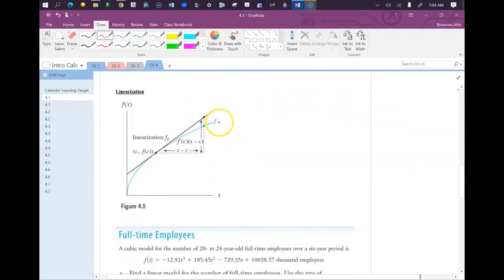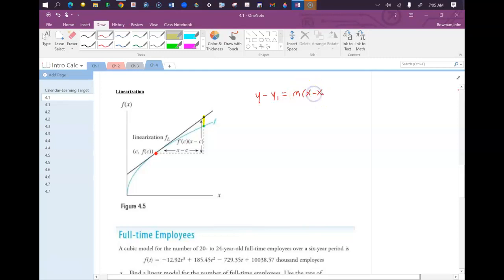So f is our function shown in blue here. The point of tangency has coordinates c, f of c, and we are going to find the equation of that tangent line, and we can use that, as you can see, to estimate the value of f, because if the point where we're estimating is close to the point of tangency, the difference between the line and the function is fairly small.